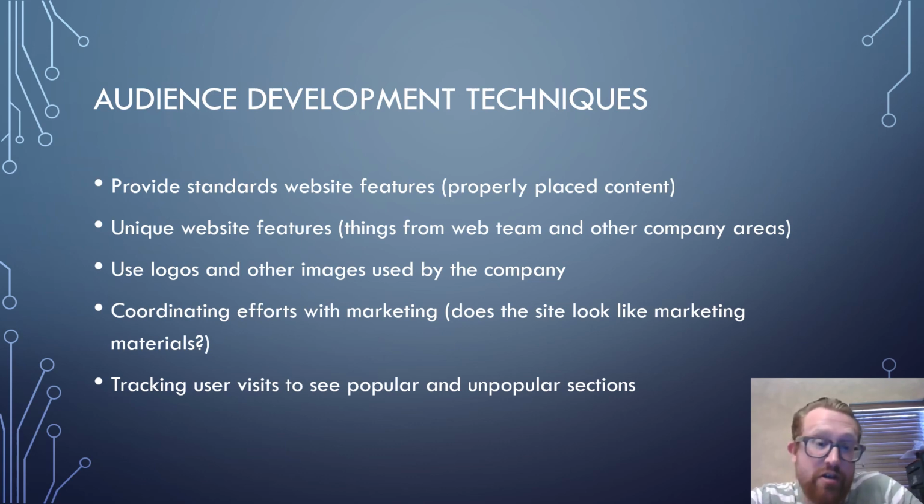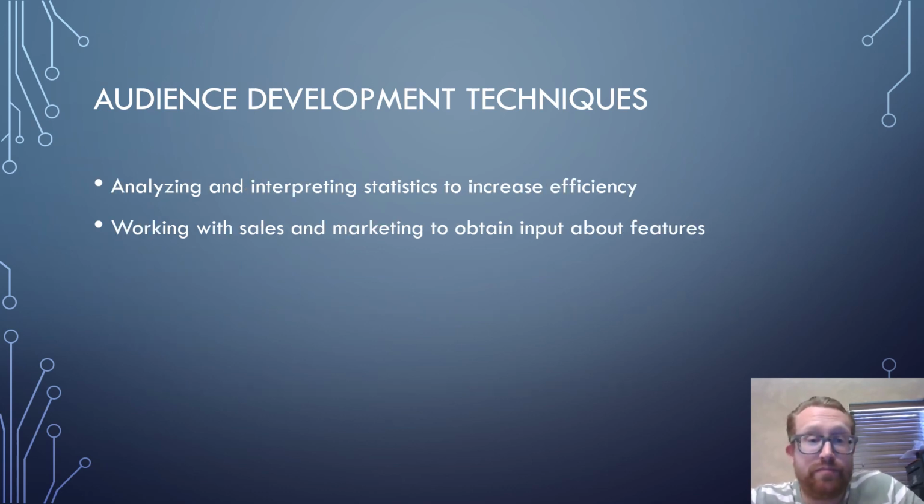This is important. And you also want to make sure that you're tracking your user visits to see popular and unpopular sections. If it's an unpopular section, how can you make it popular, or do you even need it? You can also analyze and interpret statistics to increase efficiency. Remember, an efficient web page gets people the information that they need quickly and easily. You can also work with sales and marketing to obtain input about the features, like what is the customer response to certain pages or certain features on the website.